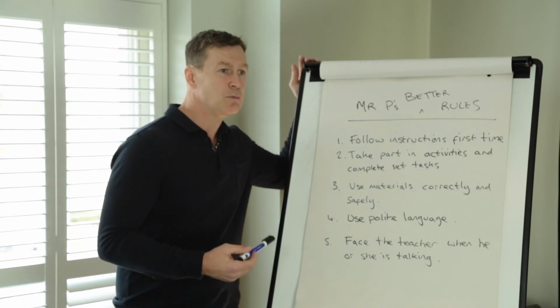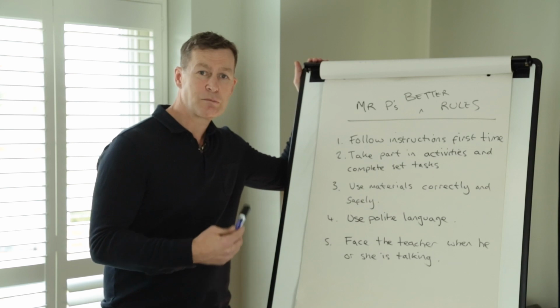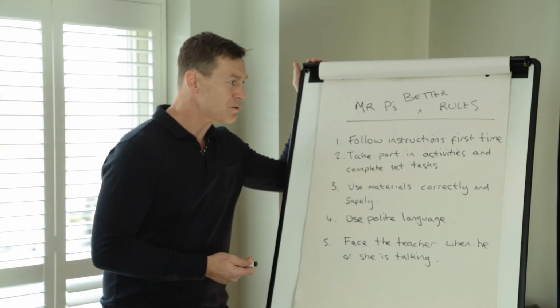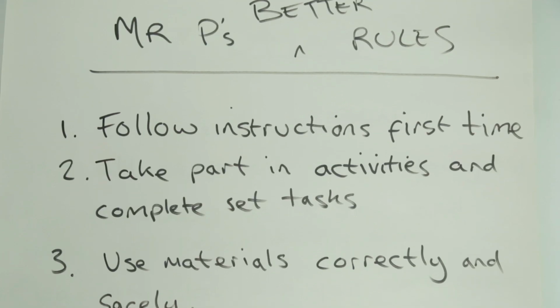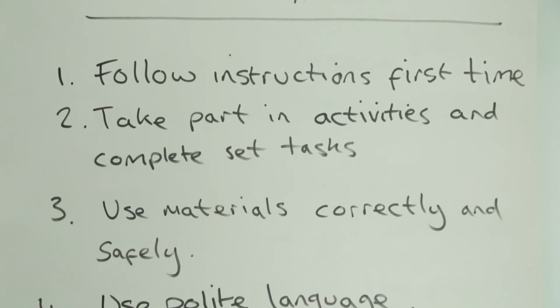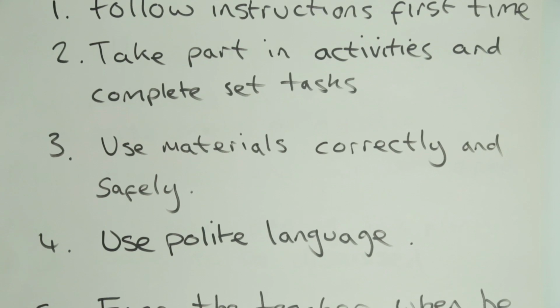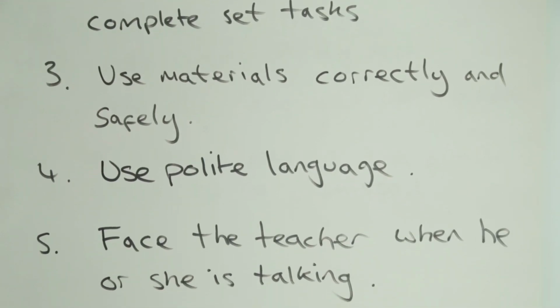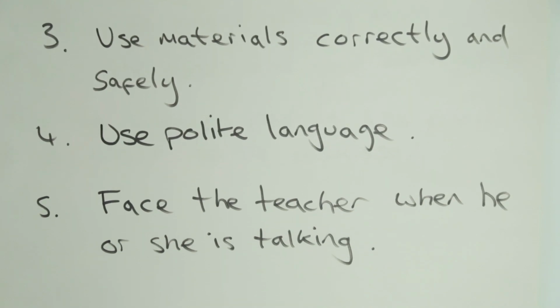People tend to listen more if they understand the reasoning behind certain actions. So this first rule, follow instructions first time, I could ask my students, why do you think we have this rule? Or I could say something along the lines of, well, we have instructions, we have rules, we have guidelines to help the world run smoothly.